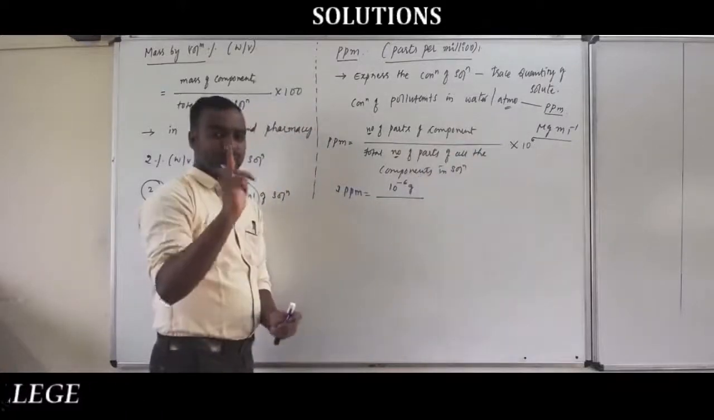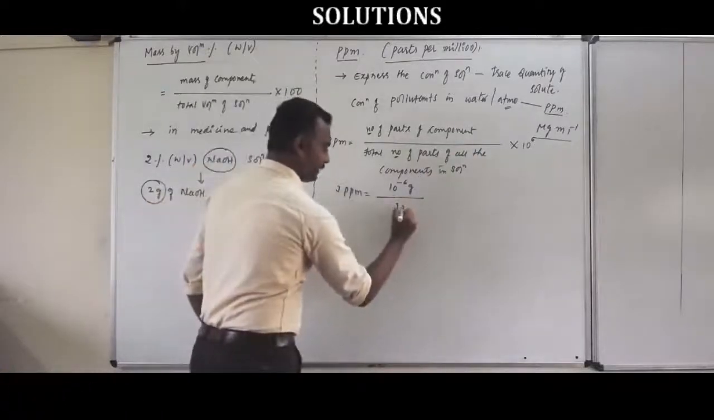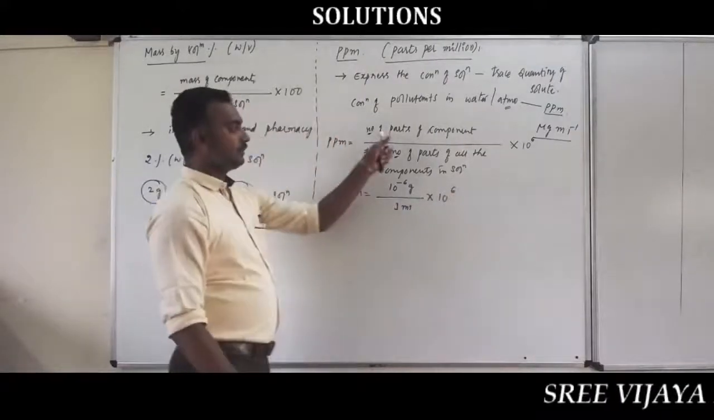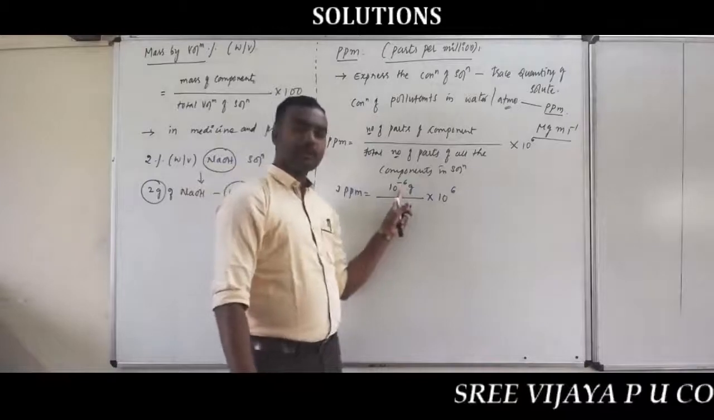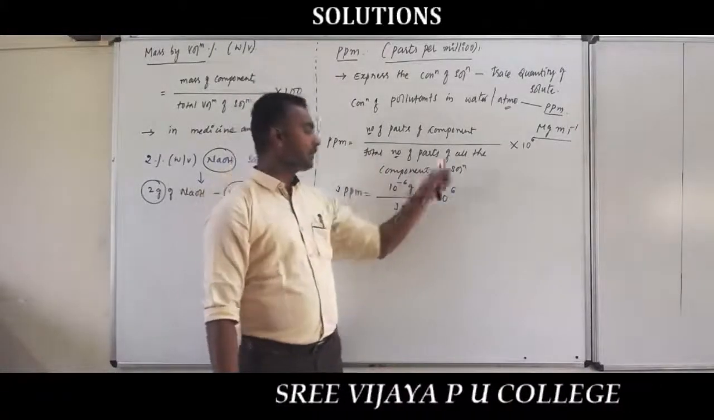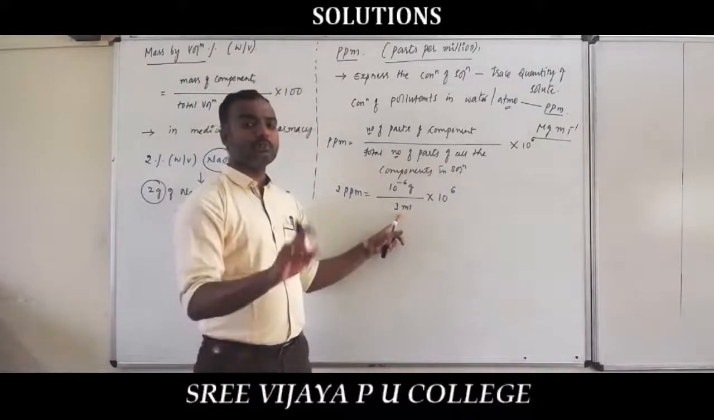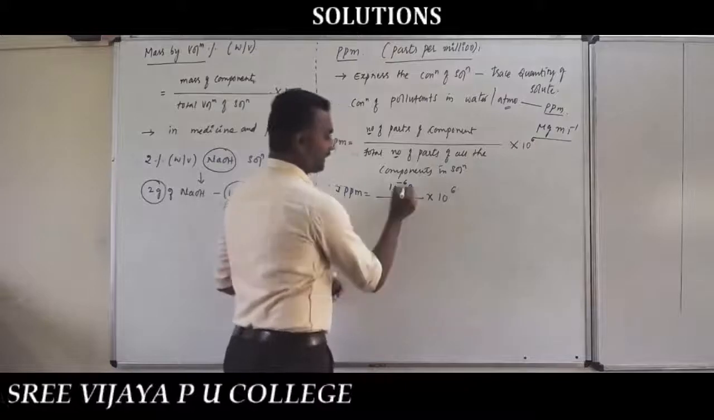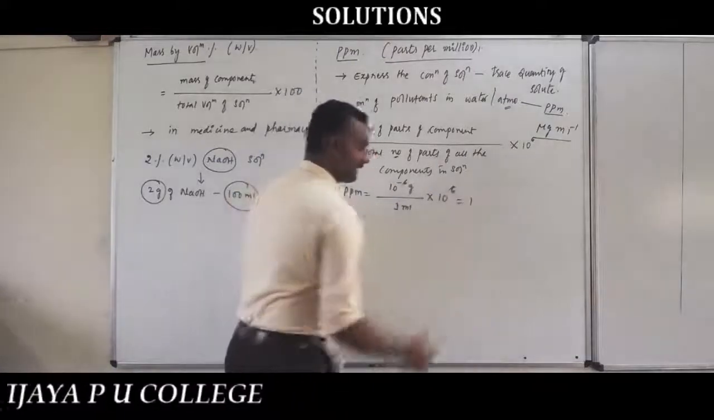Per ml means nothing but 1 ml volume, that is taken as 1 ml into 10 power 6. Number of parts of component, that is 10 power -6 gram. Microgram means 10 power -6 gram. Total number of parts means here we take the total volume, 1 ml. Here 10 power 6 is there, 1 million. So if you transfer all this, the final answer you get is 1.